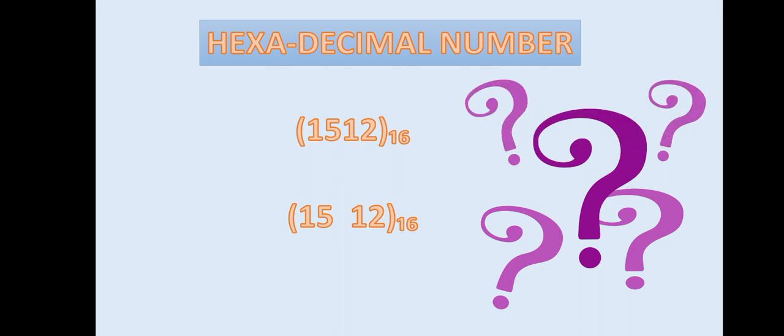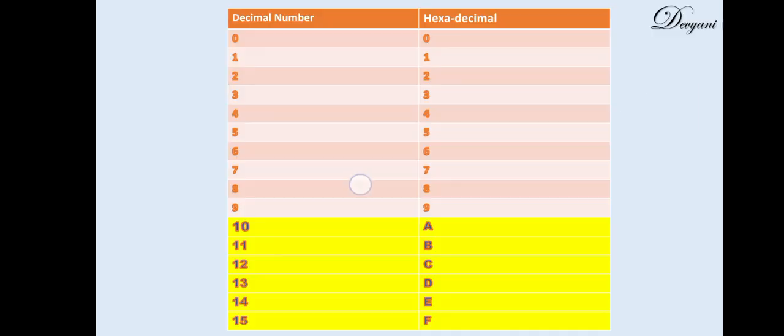Now, here let us study a little bit more about hexadecimal number. Now we have a number 1512 written here with base 16, which means it is a hexadecimal number. Now what if it's 15 and 12? So here we are left with a confusion that 1512 is single digit 1512, or is it 15 and 12? Because we know numbers from 0 to 15 can be used in order to write a hexadecimal number. So let us move forward in order to solve this confusion.